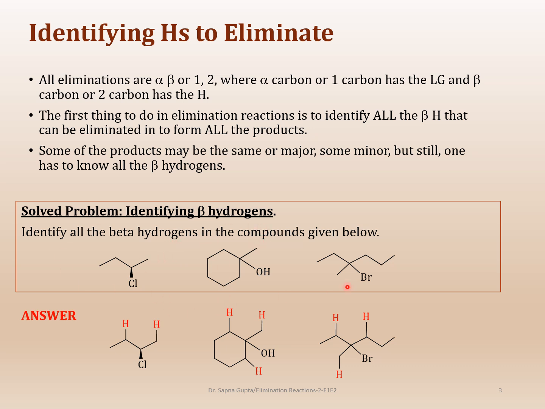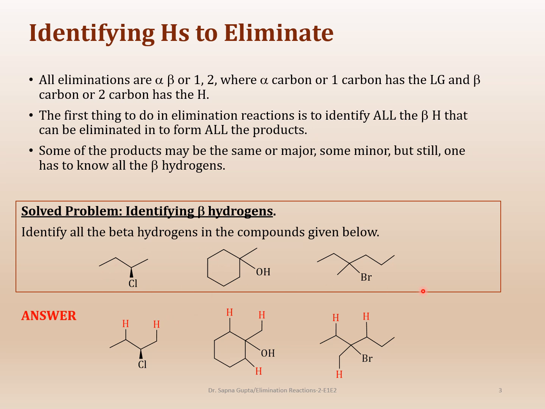Below this problem, I show you how many beta hydrogens you can have, because when you do elimination, you can remove any of the beta hydrogens, and all of them can give you product. Now, how many products you get is a different thing, because that depends on stability. But you have to know that you can have more than one hydrogen to eliminate.